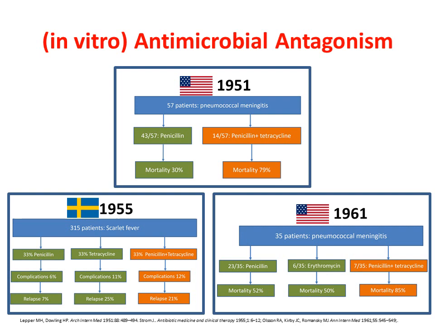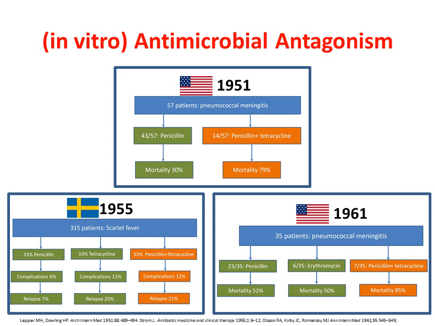There's both in vivo and in vitro evidence of this mechanism, as you can see in this slide. Here are the historical studies of antimicrobial antagonism between penicillins and tetracyclines. In 1951, a US study of 57 patients with pneumococcal meningitis showed that patients treated with both the tetracycline and penicillin had a higher mortality than those treated with penicillin alone. Similarly, in 1955, a Swedish study of 315 patients with scarlet fever showed that patients treated with both penicillin and tetracycline had higher relapse rates than penicillin alone.